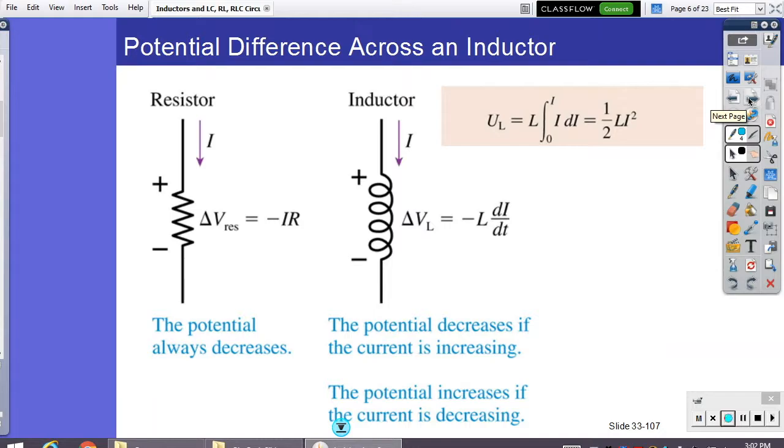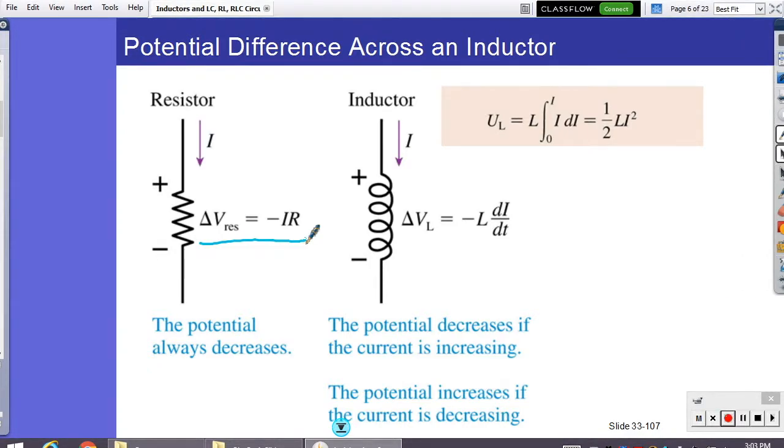So again, just to think about this a little bit, as we go across a resistor, it only ever uses up current. Its delta V is always negative if you're moving in the direction of the current. A solenoid, an inductor, on the other hand, can go either way. It can have a decreasing potential or an increasing potential. So as you go across an inductor, think about this minus sign. The potential is going to decrease if the current is increasing, and the potential is going to increase if the current is decreasing. So it's going to try to always do the opposite of what you want to do.